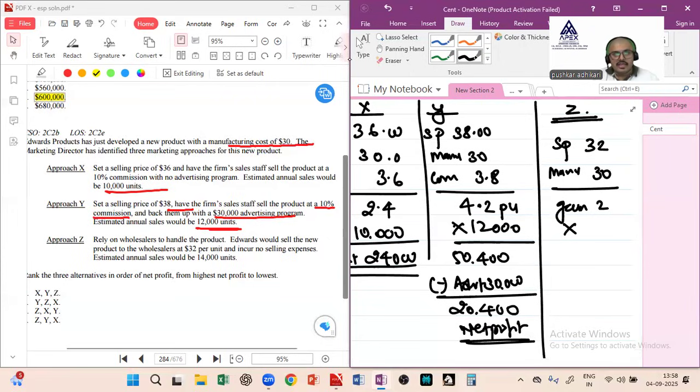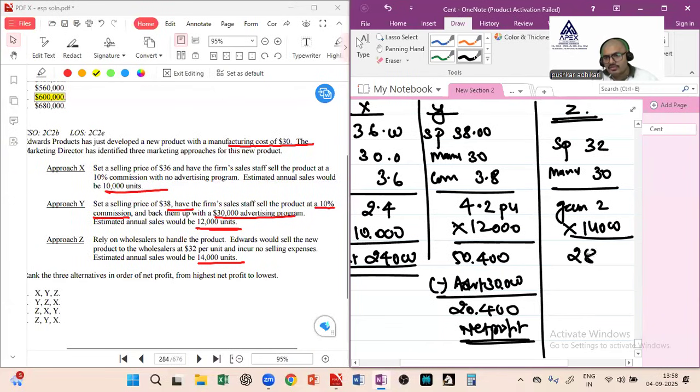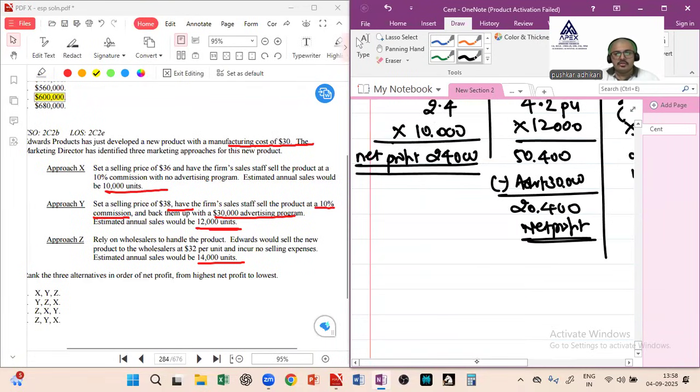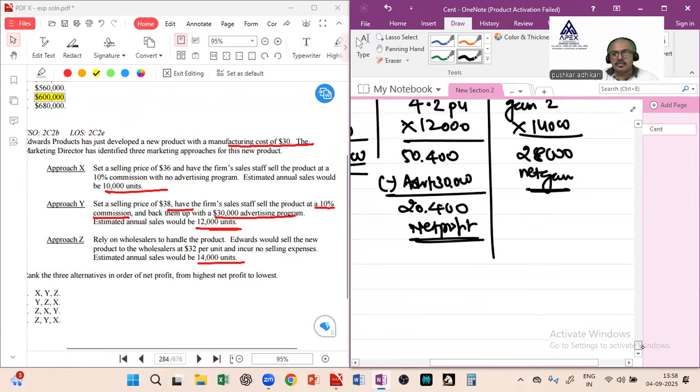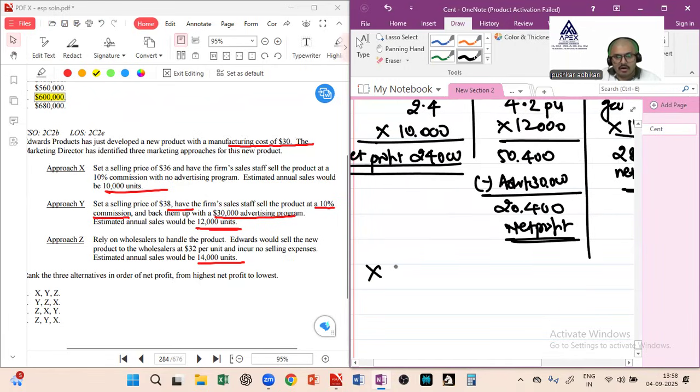How many units are you selling in this model? I'm selling 14,000 units in this model. So what is my net gain? Straight away 28,000. So under option X, I am earning 24,000. Under option Y, I am earning 20,400. And under option Z, I am earning 28,000.